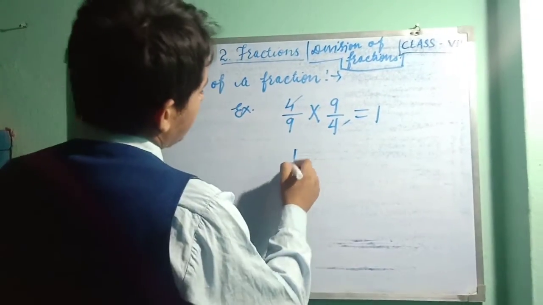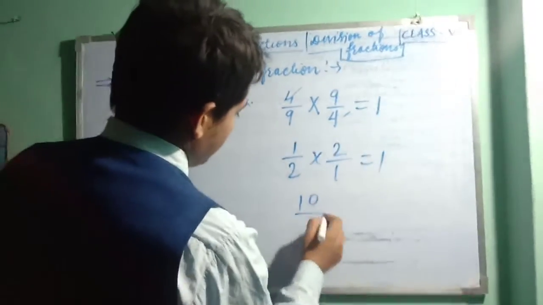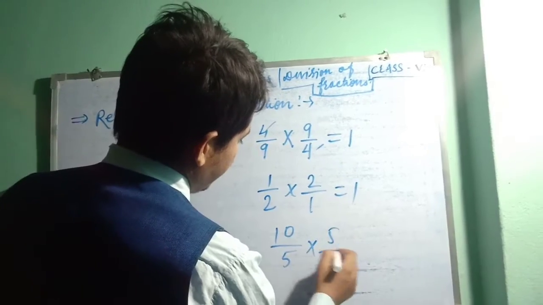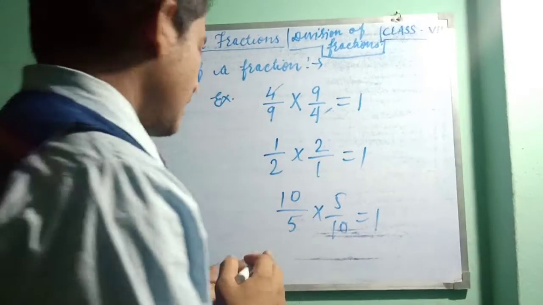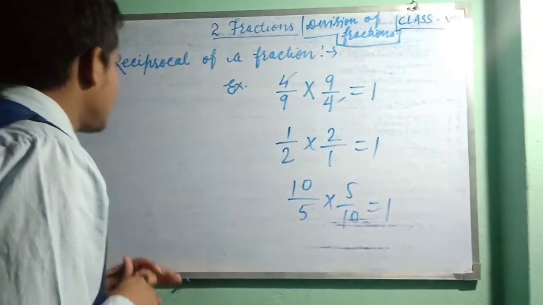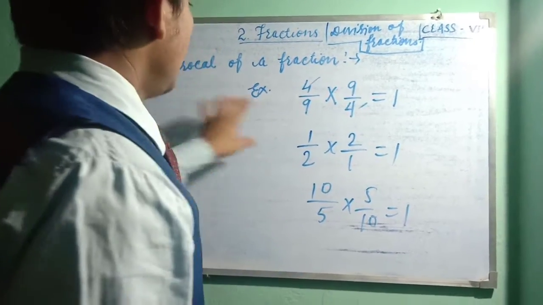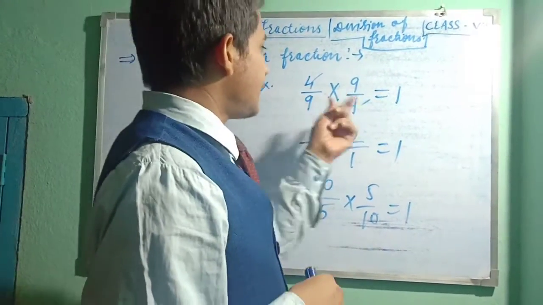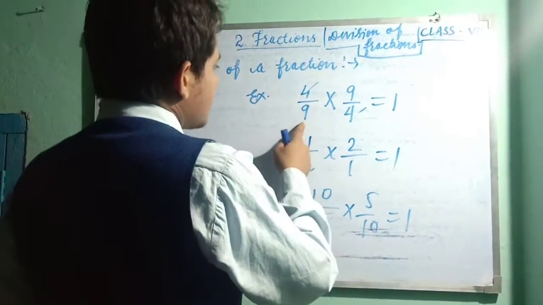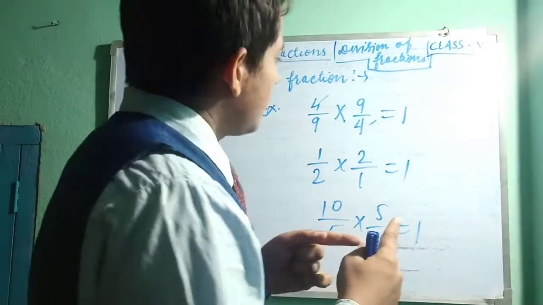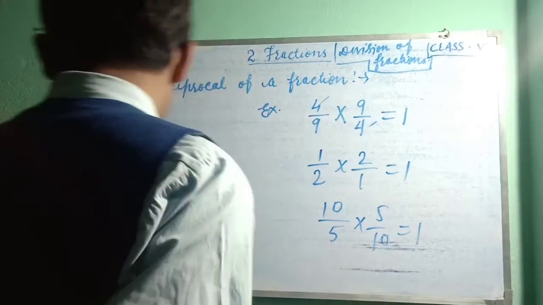Now next example, suppose 1 by 2 multiplied by 2 by 1, this is also 1. 10 by 5, or 5 by 10, this is also 1. So this is the reciprocal of this and this is the reciprocal of that. Okay, I hope you get the point. Once again I repeat, if one fraction multiplied by another fraction becomes 1, we can say the first fraction is the reciprocal of the second, and vice versa, the second fraction is also reciprocal of the first.